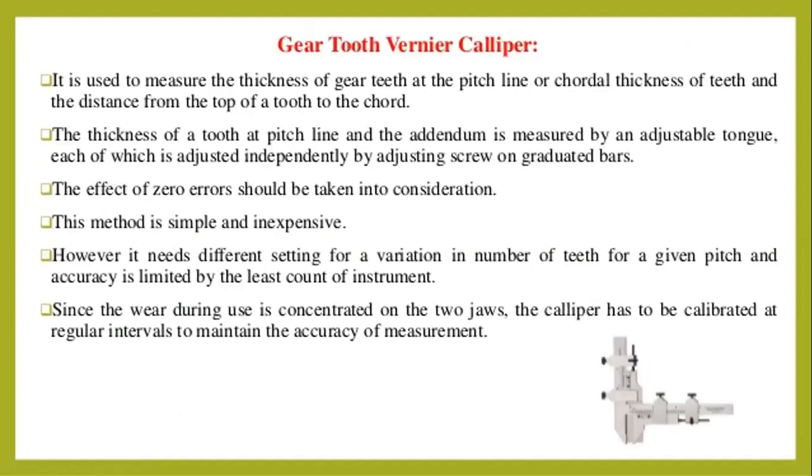Next one, general applications of the gear tooth vernier calipers. Generally, these gear tooth vernier calipers are used to measure the thickness of gear teeth at the pitch line, or chordal thickness of the teeth, and the distance from the top of the chord to the tooth. The thickness of the tooth at the pitch line and the addendum is measured by an adjustable tongue.